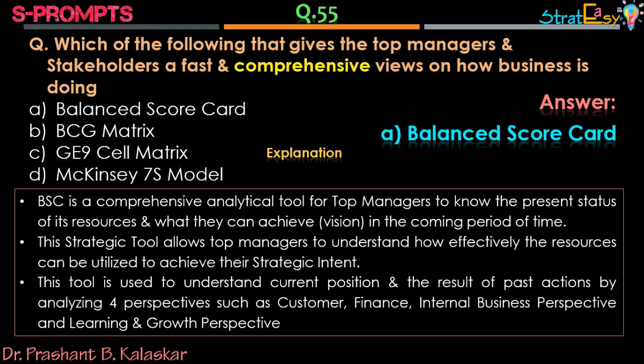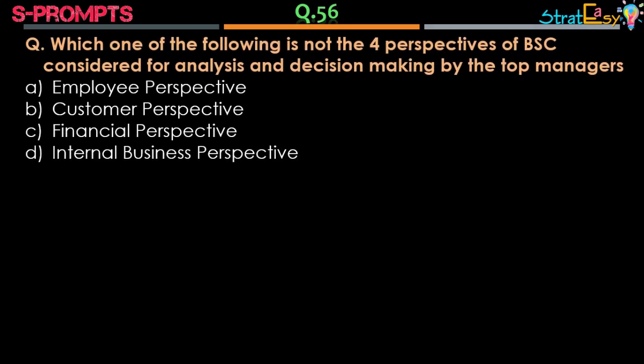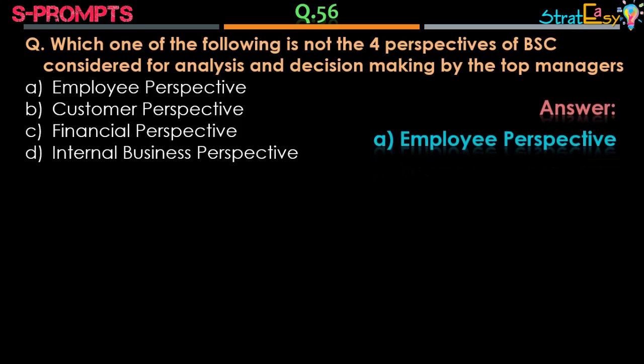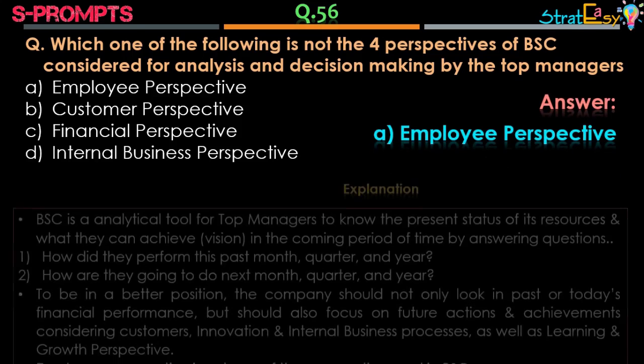This strategic tool also allows top managers to understand how effectively the resources can be utilized to achieve their strategic intent. And this tool is used for understanding the current position and the result of past actions by analyzing four perspectives, such as customer, finance, internal business perspective, and learning and growth perspective. Question number 56. Which one of the following is not one of the four perspectives of the balanced scorecard considered for analysis and decision making by top managers? And the right answer is option A, employee perspective.